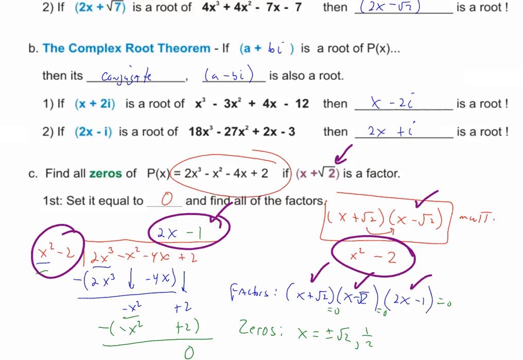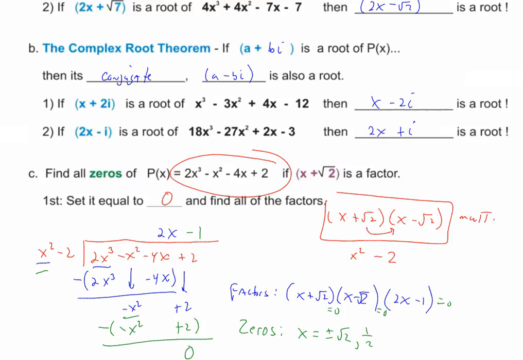If they were asking for the roots, then if they were asking for the factors, that would be the answer in factored form. If they're asking for the zeros, you'd have to go further, and that's what we did. If this were an equation set equal to 0 and they asked you for the solution, it would also be the same as the zeros, x equals plus or minus square root of 2 and then 1/2. Any questions on any of that? This is the key of what we're doing as we put it all together. Any questions about any of that?